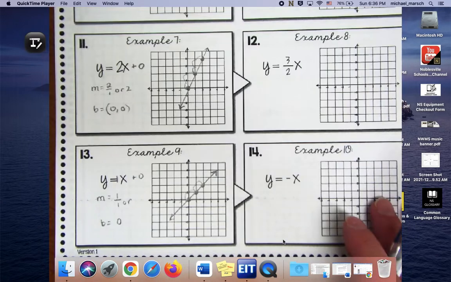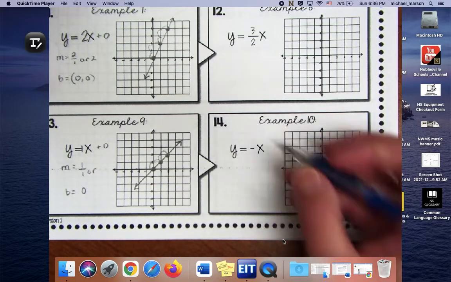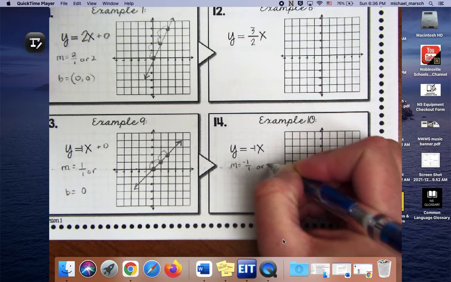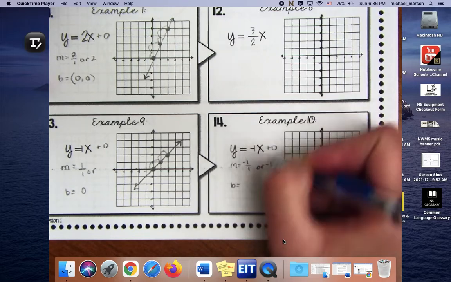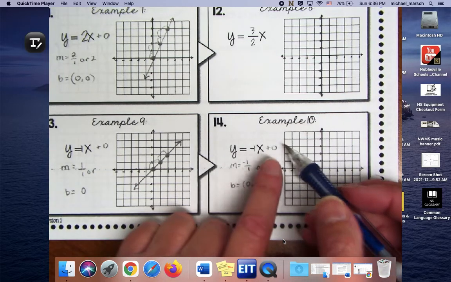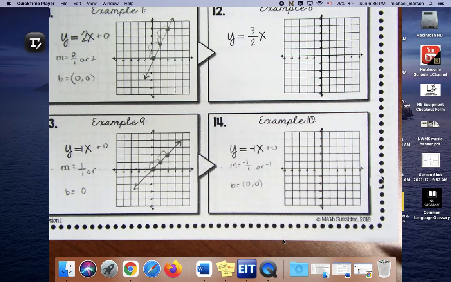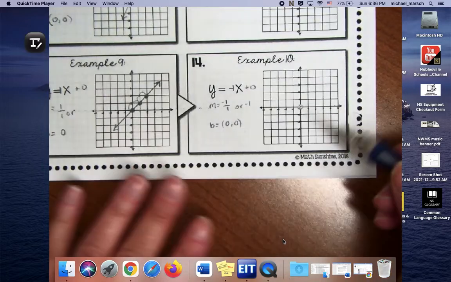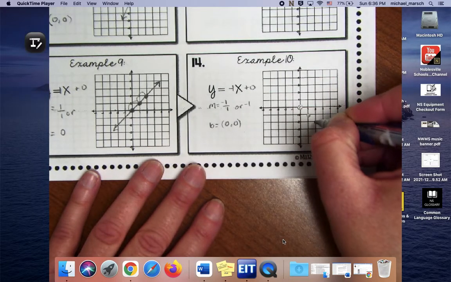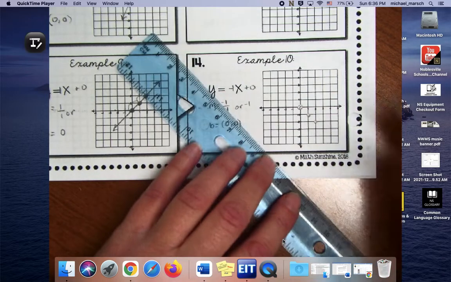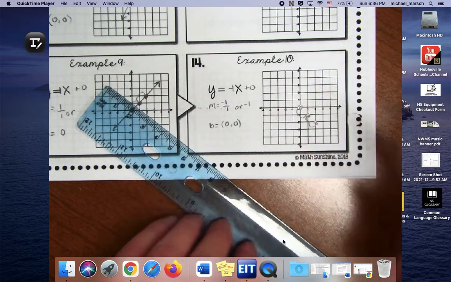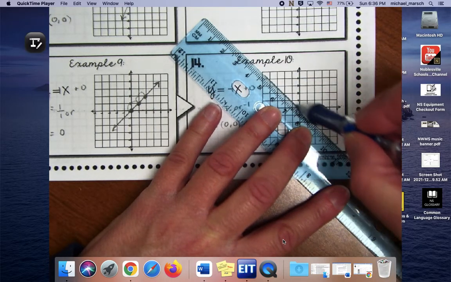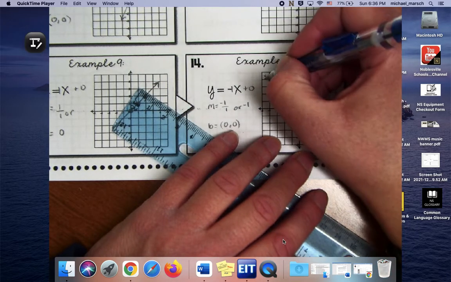Number 10 is different because it has negative x, so that's like a negative 1 hiding there, so my slope is negative 1 over 1. And my y-intercept is still 0, 0, because they just didn't put the plus 0 there for the b part of the equation. So this time I'm at my y-intercept of the origin there, and I'm going to go down 1 over 1, down 1 over 1. Got my 3 points, right? Fall, run, because the negative is in the numerator. And then I connect the points, and I've got my line there.